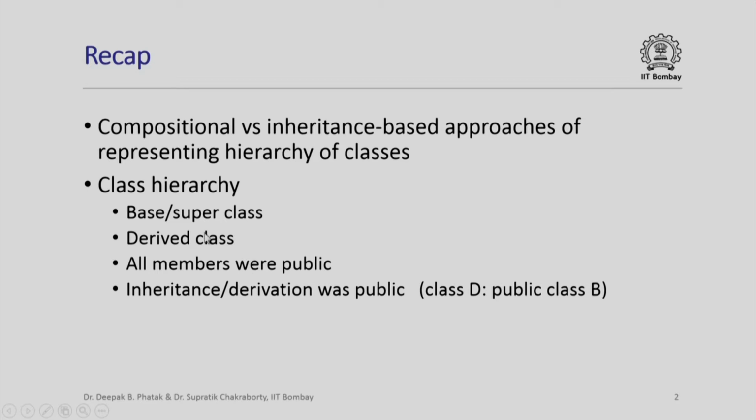In the examples that we have seen so far, all the data members were public and the inheritance or derivation was also public. If you recall, we use some notation like this: class D colon public class B, which basically means that D is a class that is derived from class B and this derivation or the mode of inheritance is going to be public. So this is what we have seen in the last lecture.